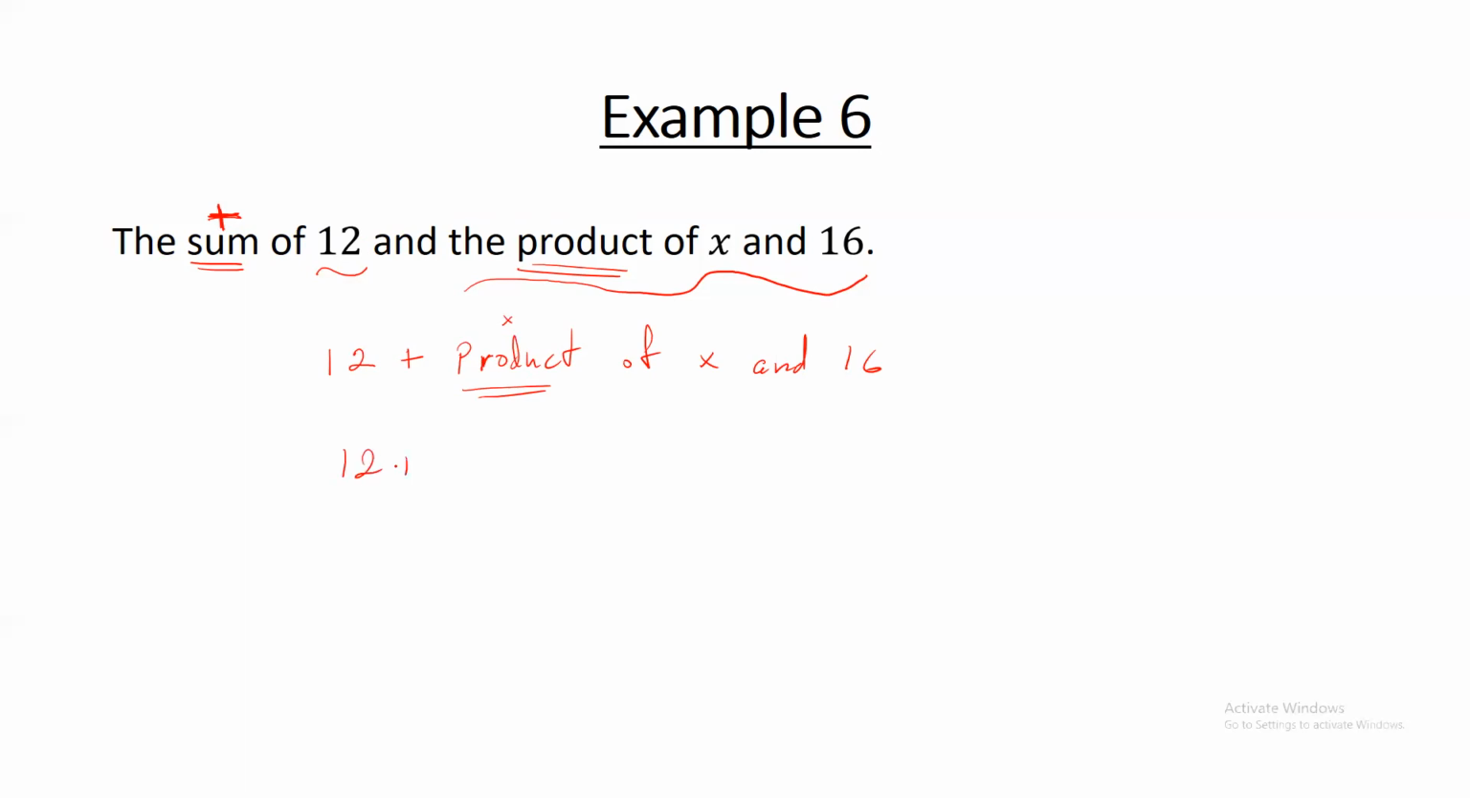So we have the product of x and 16. What are we multiplying? x and 16. So 16x, 16 times x. The reason why I wrote 16 first is because in multiplication, the order doesn't matter, and usually we write the number first and the variable second. And so there we have the sum of 12 and the product of x and 16. This is our final answer. This is the expression that corresponds to that phrase.